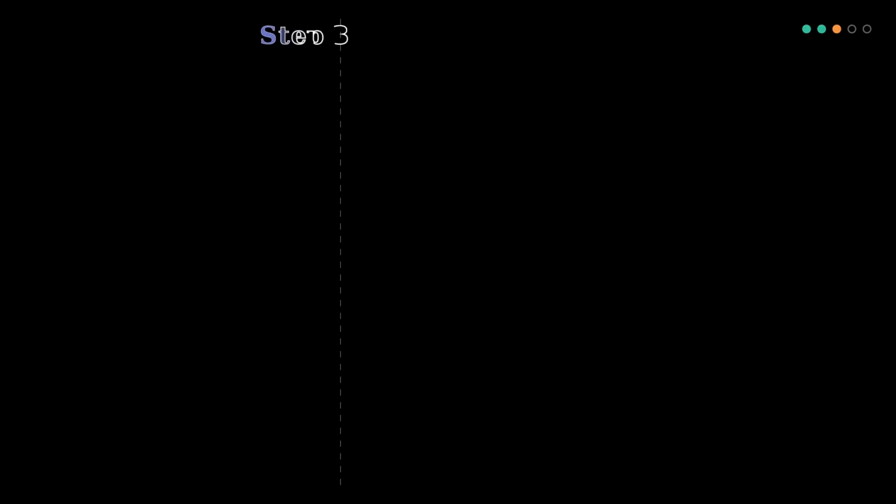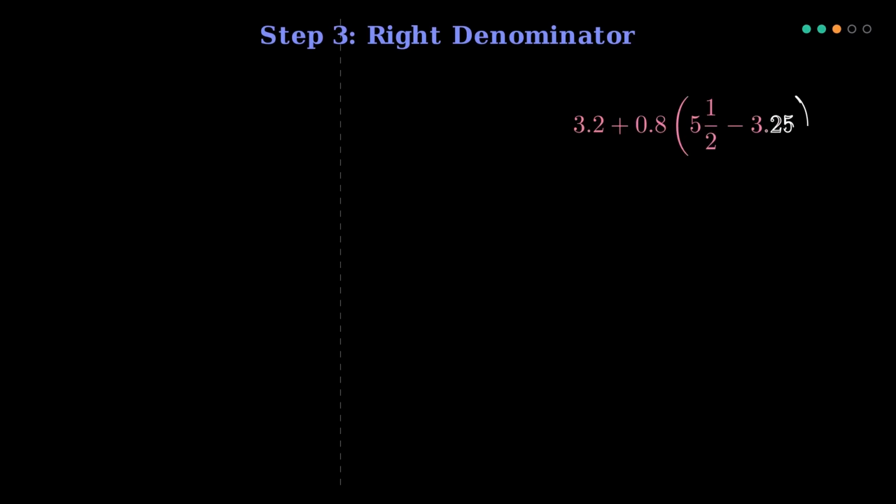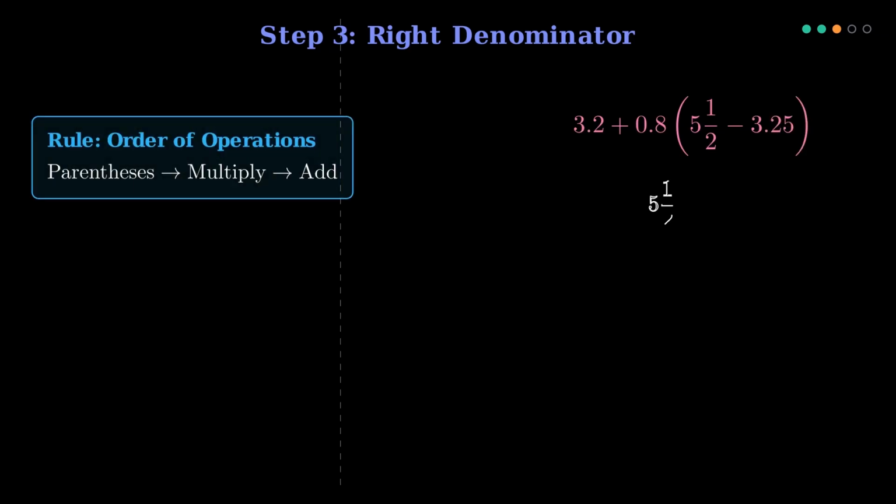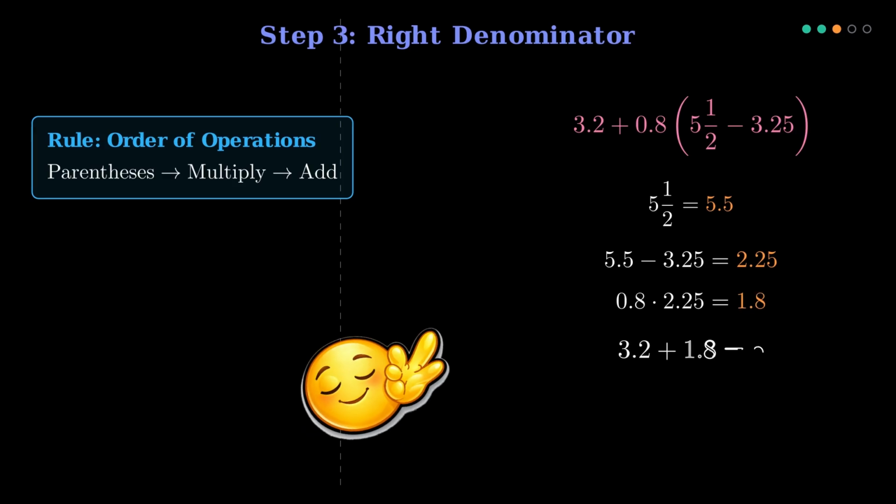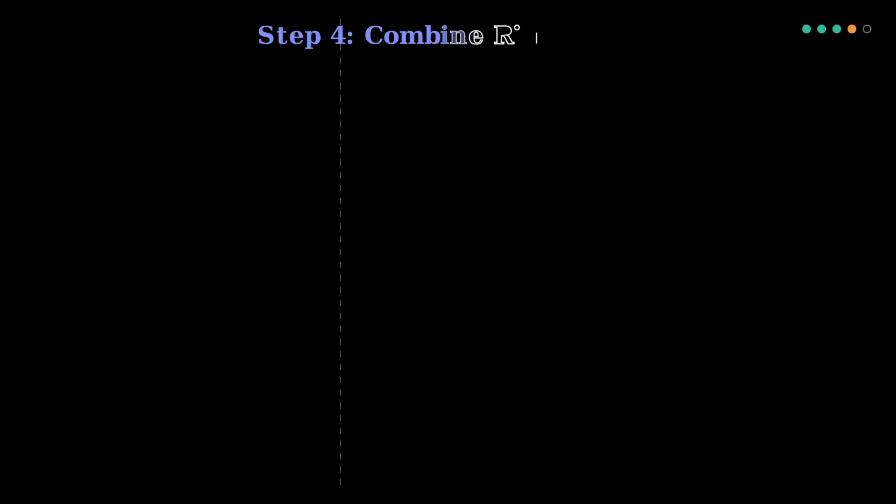Step 3. Now let's handle the right side denominator. We have 3.2 plus 0.8 times the quantity 5.5 minus 3.25. Remember, parentheses first. Now just focus on the bracket. 5.5 minus 3.25 equals 2.25. Next, multiply. 0.8 times 2.25 equals 1.8. And finally, add. 3.2 plus 1.8 gives us exactly 5. Perfect.